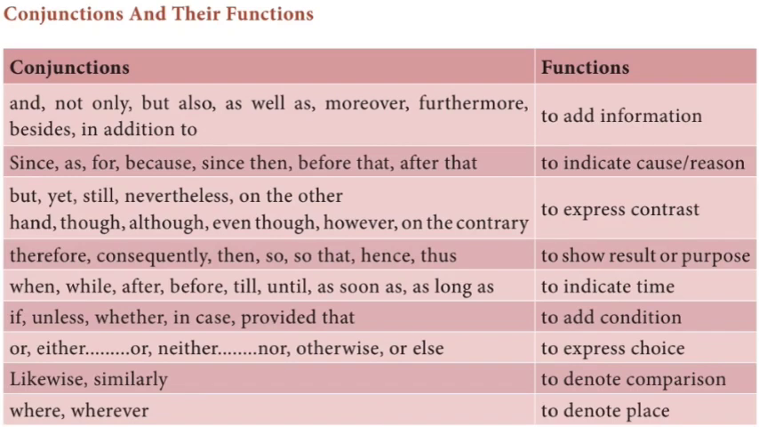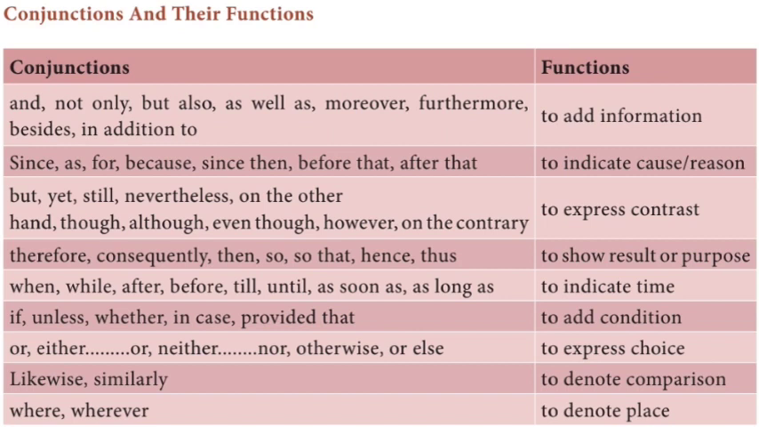First one, conjunctions. Examples are given: not only but also, as well as, moreover, furthermore, besides, in addition to. They are used to add information. So, to add information we have to use the above conjunction words. Next, to indicate cause or reason. To indicate reason we have to use the following words.